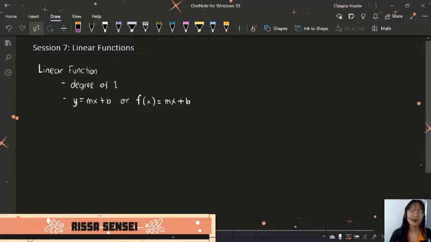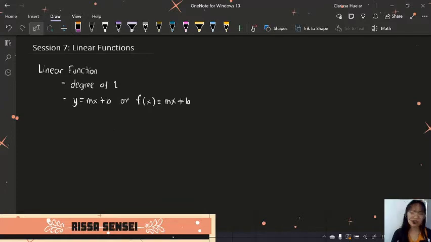We are now in session 7 and we will talk about linear functions. And dun sa previous video, dun sa domain and range, I will give an activity later after this discussion. So, isisingit ko na dito. And ano nga ba yung linear function?